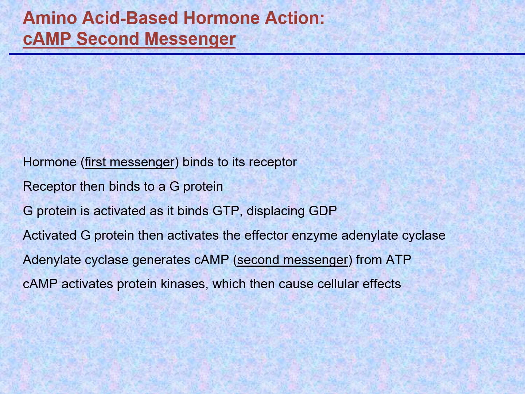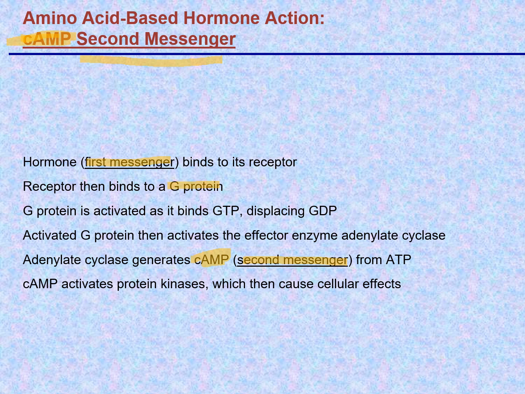The protein-based or amino acid-based type of hormone action, I said, involves a secondary messenger. In one case, the secondary messenger is cyclic AMP, or cAMP. And when I talk about these messengers, they're on the inside of the cell. So the hormone binds to the receptor on the outside, and the hormone is the first messenger. And it goes through a series of steps that involve a G protein, and then it will trigger production. All these different steps, which I don't need you to know in great detail, will trigger production of cyclic AMP, which is the second messenger.